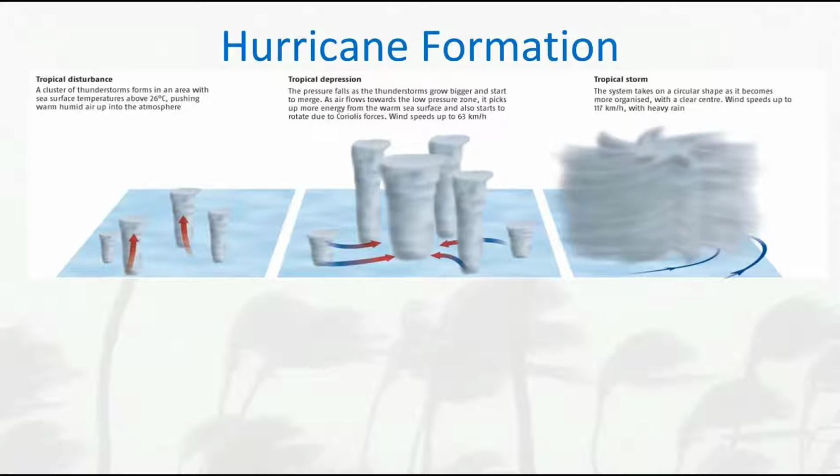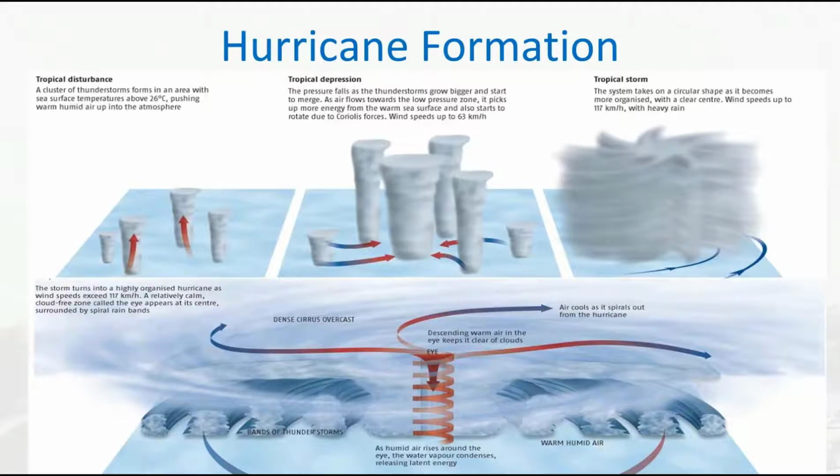When a tropical system is organized and the hurricane continues to strengthen, it will form a relatively cloud-free zone, which is called the eye. The eye typically appears in the center of the hurricane, and it is surrounded by the different rain bands that spiral into the system.